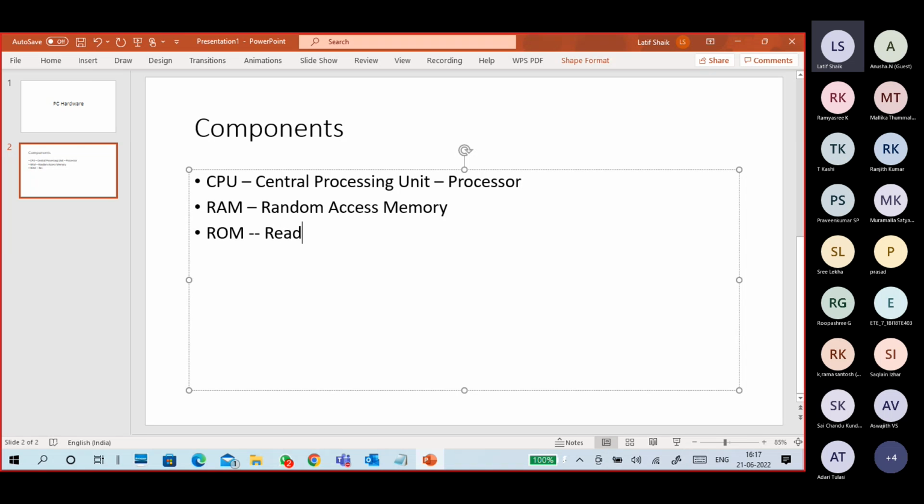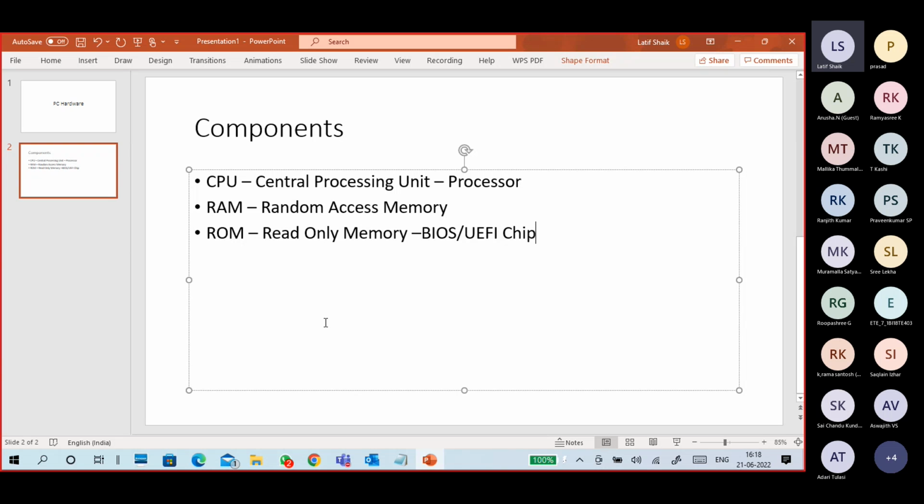What is ROM? Read only memory. Very good. This is nothing but our BIOS chip. Now this BIOS chip is also called UEFI. The currently updated version of the BIOS chip is UEFI, Unified Extensible Firmware Interface. This is the chip. Okay.